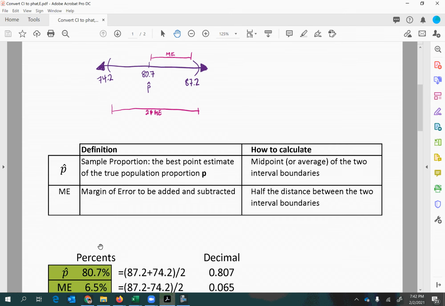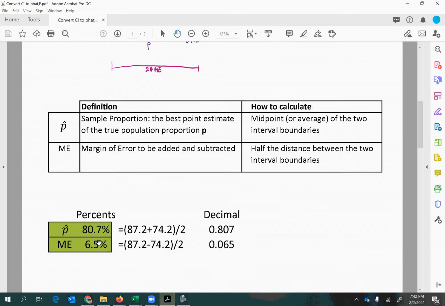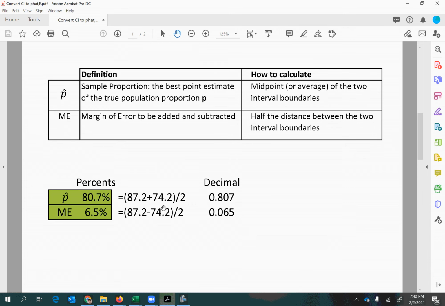So I have my answers down here that were found by doing just that, adding the interval boundaries and dividing by 2 to get p hat, subtracting the interval boundaries and dividing by 2 to get the margin of error. Now my answers are in percentages, but you could also possibly give your answer in decimal form. You just have to pay attention to the instructions on whatever homework exercise or test question you are working on.